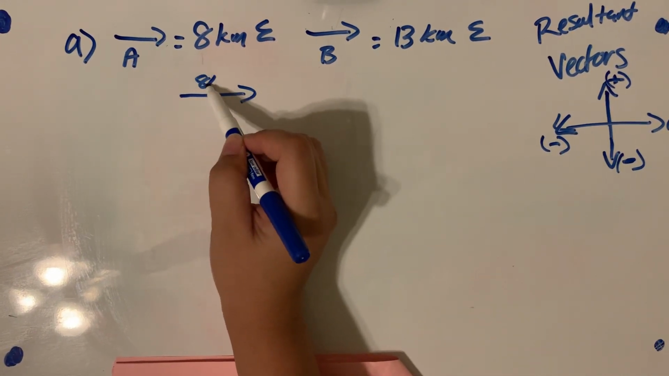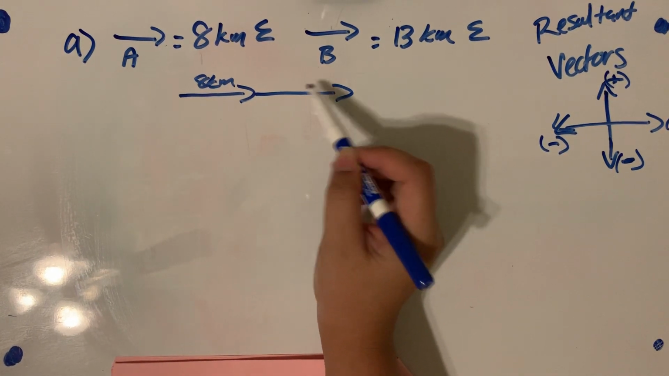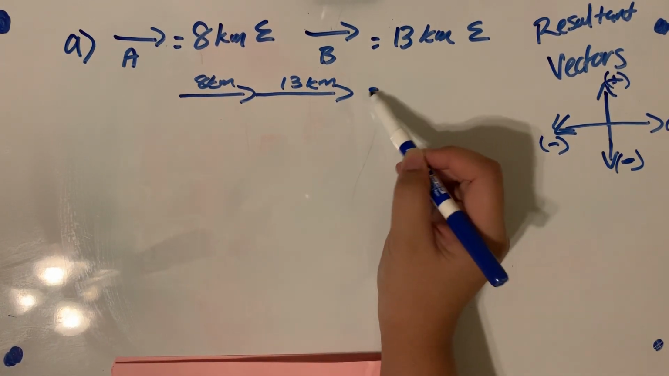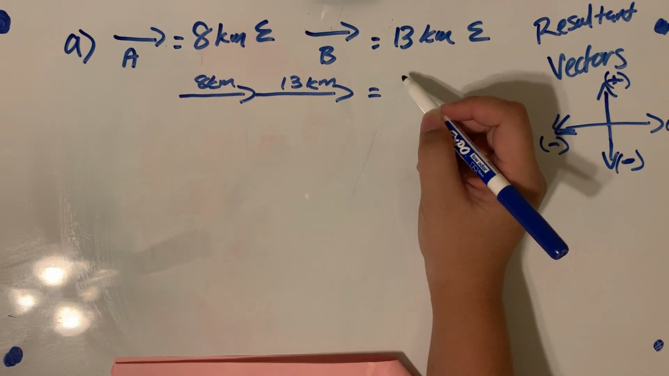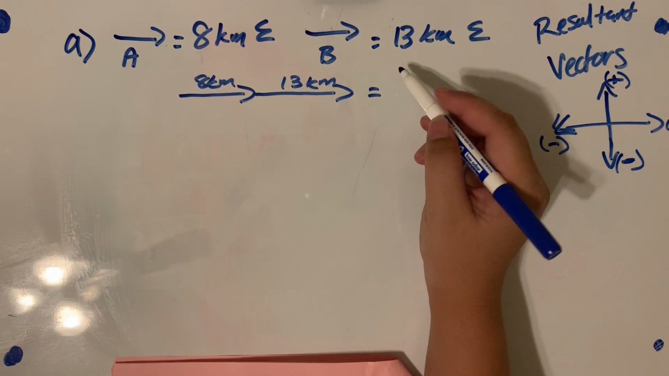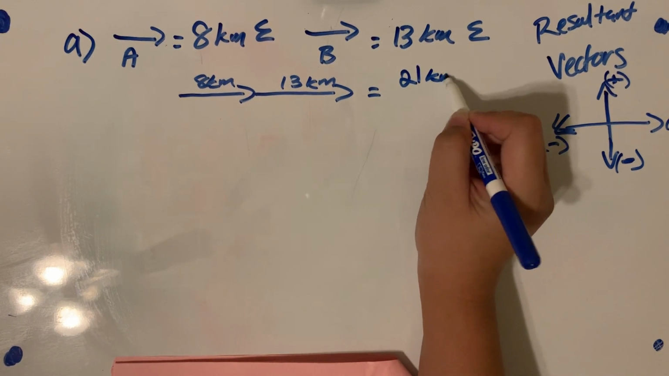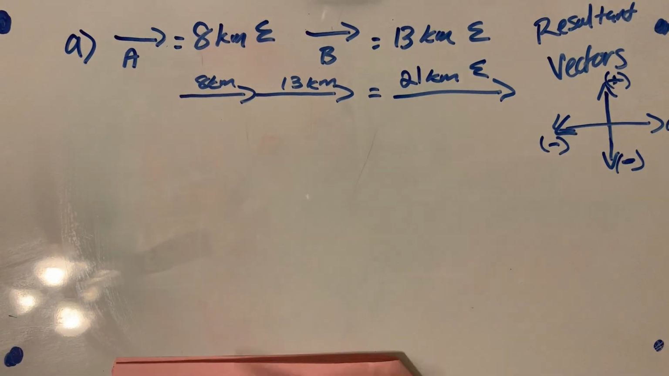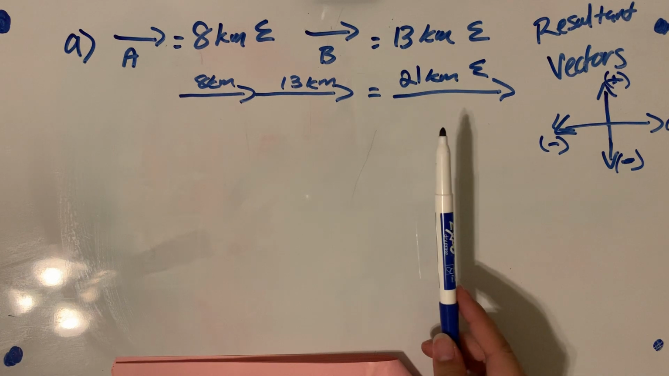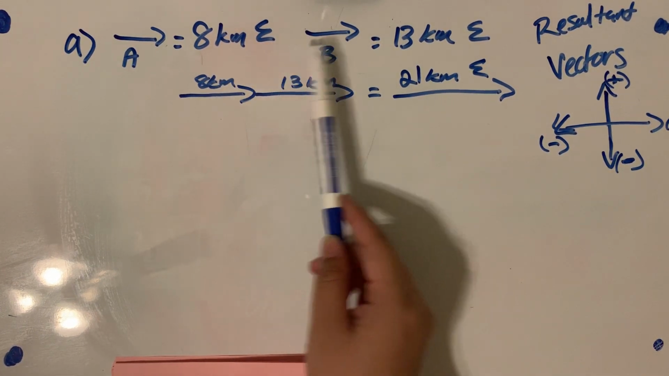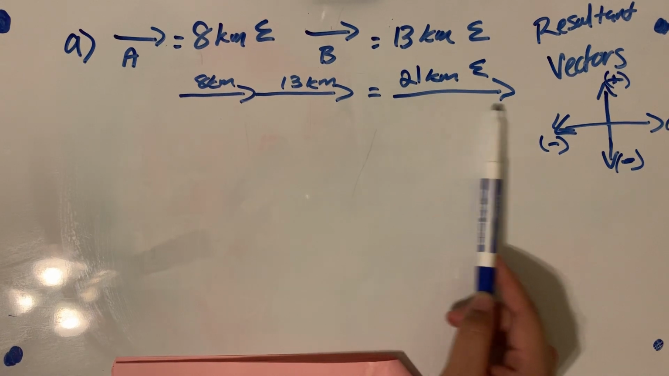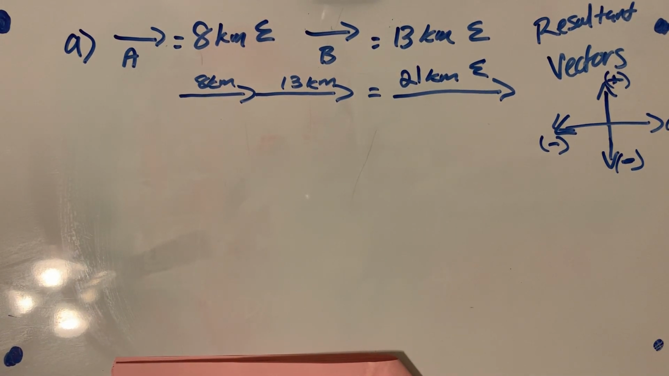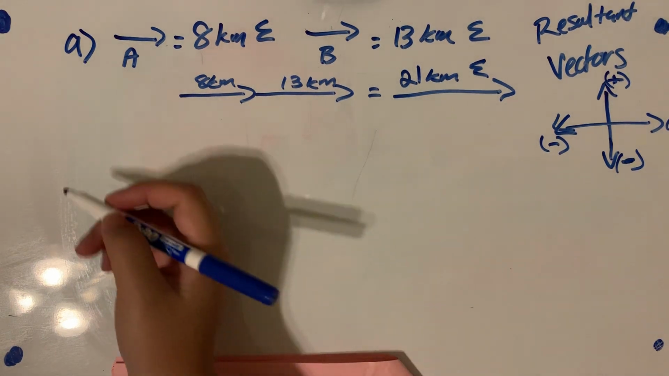One vector is 8 kilometers. The other vector is 13 kilometers. What is your resultant vector? 8 plus 13 is what? 21. Yeah, so 21 kilometers. You have to tell me what direction it's going. It's going to be east. And that is how my vector is going to look. Make sure anytime you get tested over resultant vectors, you pay attention to the direction. You pay attention to which direction the vector is drawn in. Okay, so that was A.